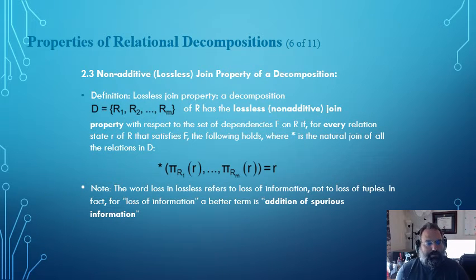Properties of relational decomposition, non-additive lossless join property of a decomposition. Definition, lossless join property: a decomposition D of R1 through Rm of R has the lossless non-additive join property with respect to the set of dependencies F on R if for every relation state r of R that satisfies F, the following holds, where star is the natural join of all of the relations in D. Note that the word loss and lossless refers to the loss of information, not the loss of tuples. In fact, the loss of information is better termed the addition of spurious information.